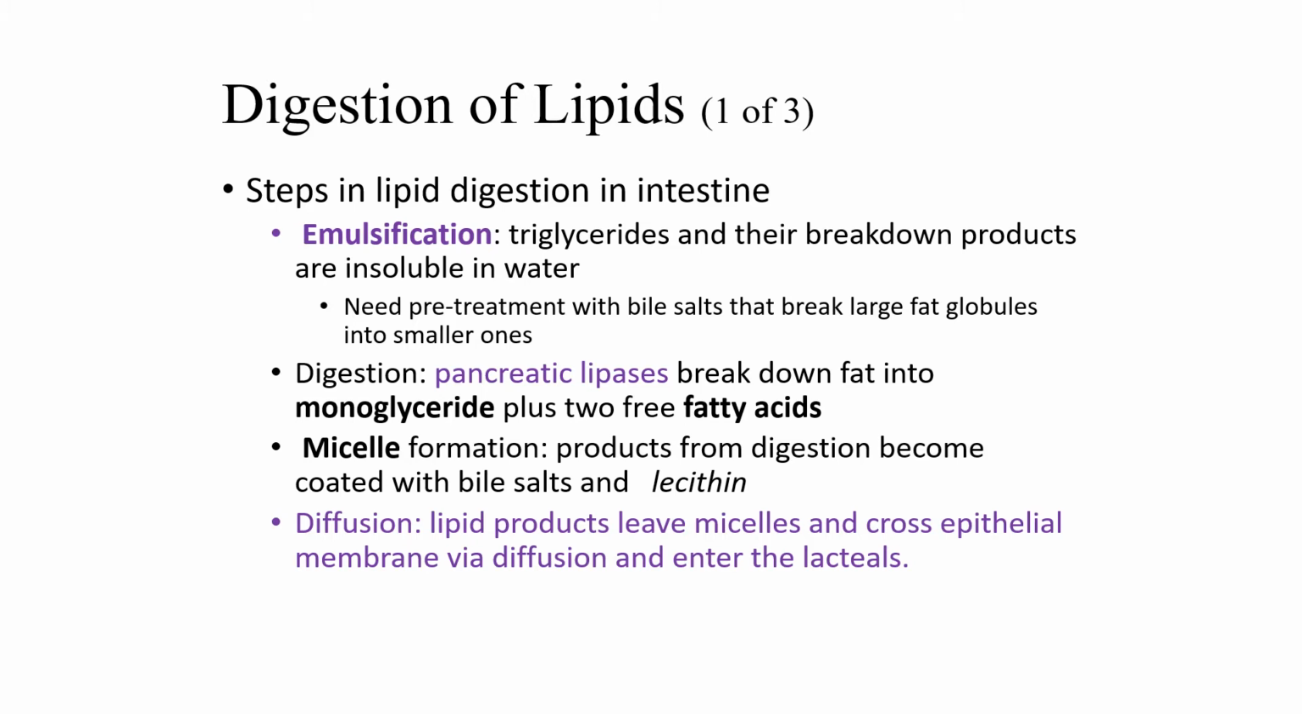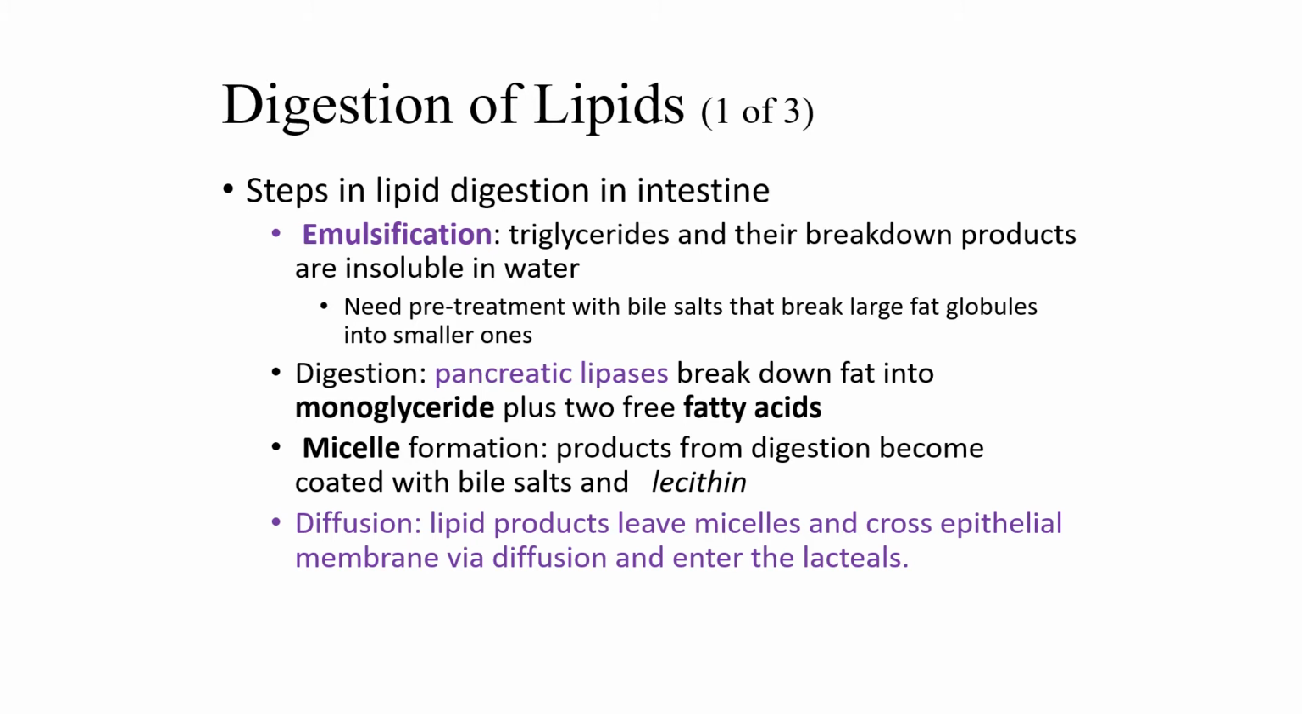And basically what this means is that the bile salts are going to break down the bonds so that the fat globules are turned into smaller globules. And these small globules are going to be called micelles. Micelles. I know it doesn't look like that, but that's the way it's pronounced, micelles. So once these micelles are available, then the pancreatic lipases can break down the fat into the monoglyceride plus 2 free fatty acids.